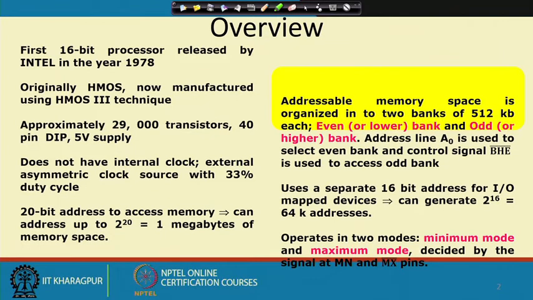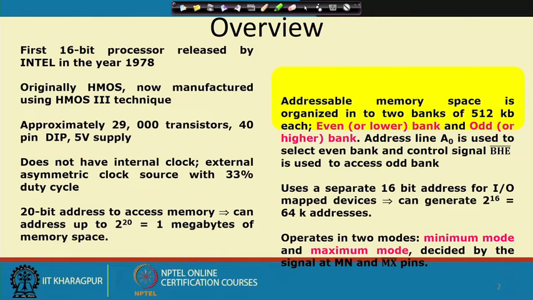It was originally released by Intel in 1978. It was designed on HMOS technology, but later on it was upgraded to HMOS 3 technology. It has roughly 29,000 transistors. It is a 40 pin dual inline package. So, like 8085, it has 5 volt power supply, and does not have an internal clock.